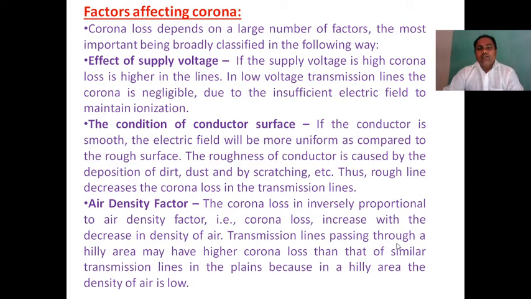A transmission line passing through a hilly area may have higher corona loss than a similar transmission line in the plains, because in a hilly area the density of air is low. This is a very important factor. Where the density of air is low, the corona formation is much more.